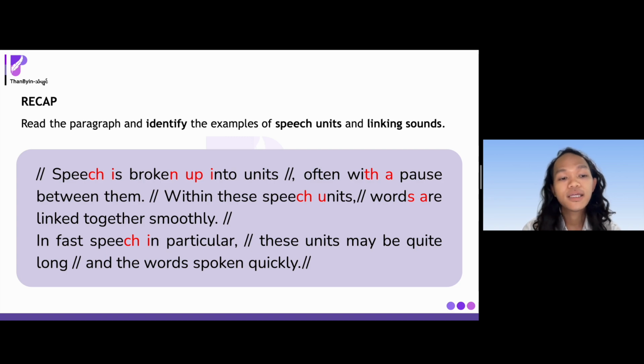Moving on. In fast speech in particular, these units may be quite long and the words spoken quickly. Again, all together, you may repeat after me. Speech is broken up into units, often with the pause between them. Within these speech units, words are linked together smoothly. In fast speech in particular, these units may be quite long and the words spoken quickly. Okay, that is it. In your time.